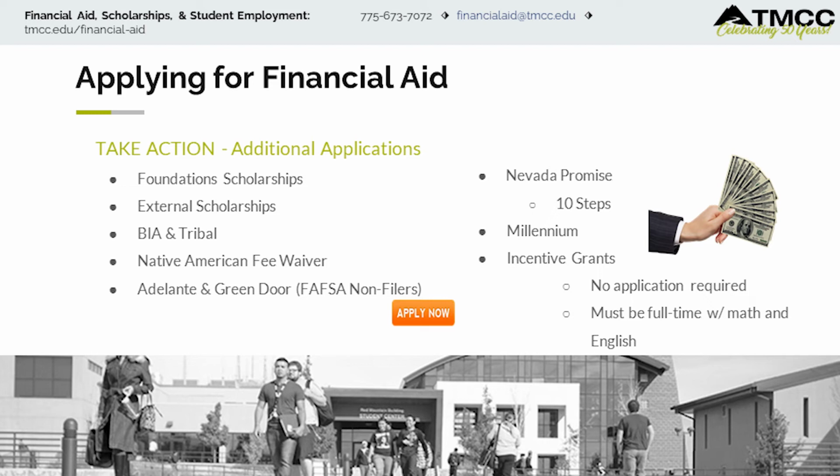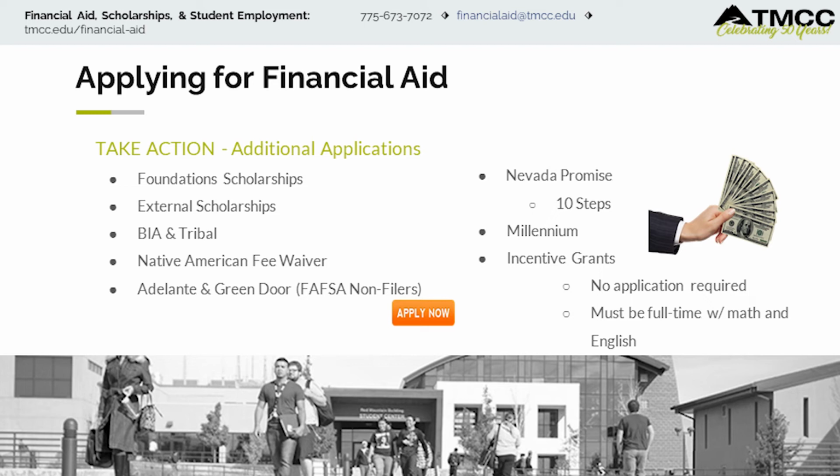The Nevada Promise is a very beneficial scholarship for students who would not otherwise get enough aid to pay their tuition. However, there are 10 steps that must be fulfilled by each deadline in order to receive this scholarship. This scholarship is run by the Recruitment and Access Center. They work closely with applicants to help them meet the deadlines.